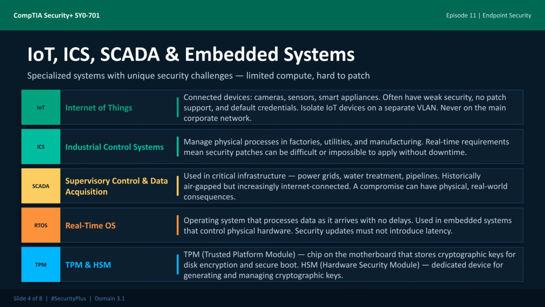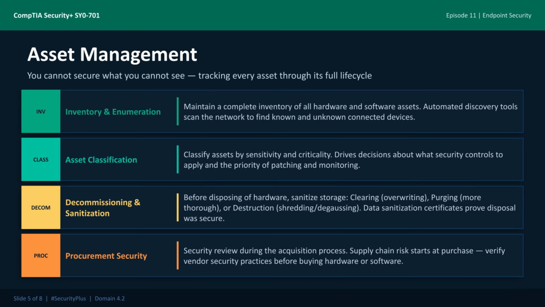IoT devices often have weak security, so they must be isolated on a separate VLAN. ICS and SCADA control critical physical infrastructure, requiring careful security management due to real-time constraints. TPM and HSM are hardware modules used for secure key management and storage. Asset management ensures you secure everything you own.